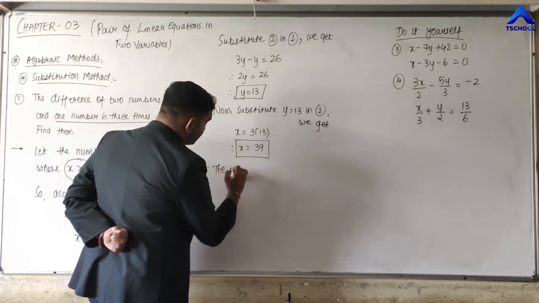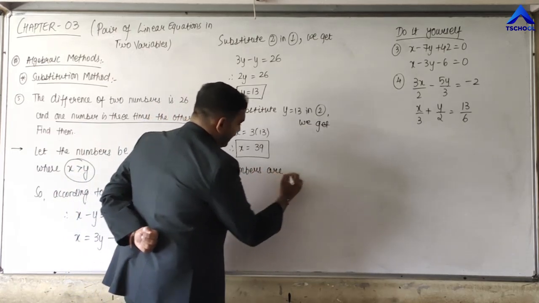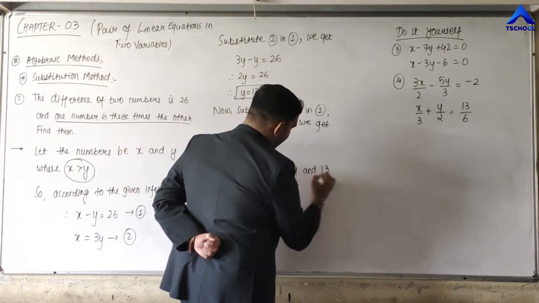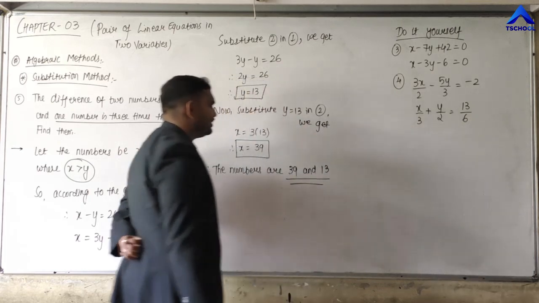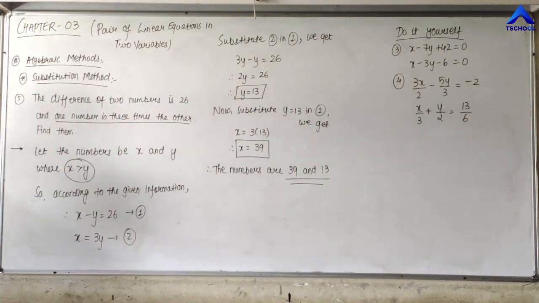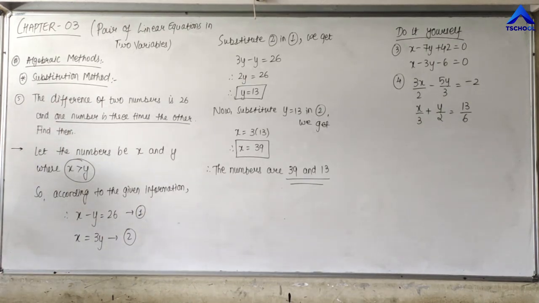Therefore the numbers are 39 and 13. So these are our required numbers, that are 39 and 13, which satisfy the given conditions. The difference is 26 and one of the numbers is 3 times the other one.